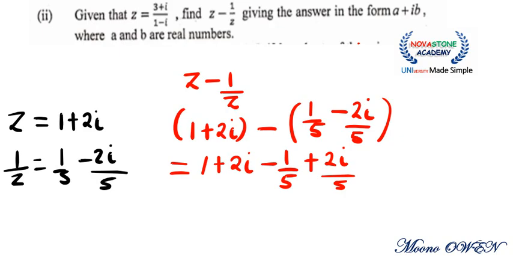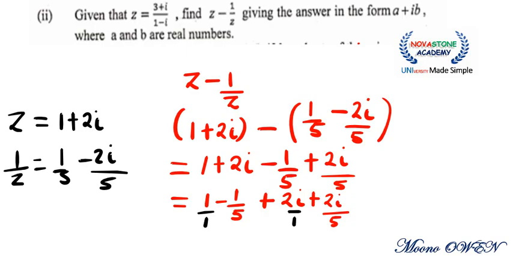Then from here we're going to put the like terms together. So I have 1 minus 1 over 5, plus I'm going to have 2i plus 2i over 5 on the other side. Basically this is what we have. Now let me just represent by different color. Here I'm going to say 1 over 1, even here over 1. Then here I'm going to find the common denominator, which is 5. So 1 into 5 is 5. 5 multiplied by 1, that is a 5. Minus 1 into 5. 5 into 5 is 1. 1 multiplied by 1 is 1. That is what I'm going to have.